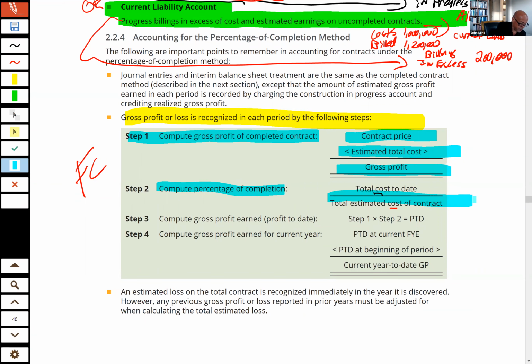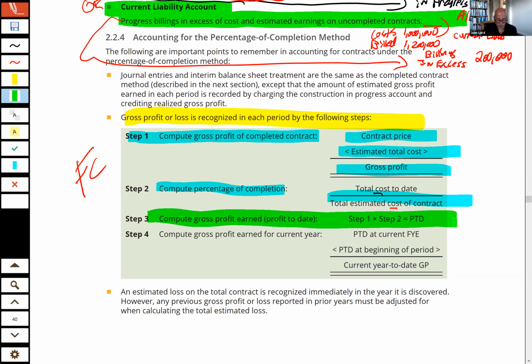We then have to figure out what has been the total profit earned to date, which they're abbreviating PDT here. And that's simply taking the total profit that we are estimating on this contract times the percent done we are that we calculated in step 2. And then to figure out the profit for the current year, we simply do what? Take the total profit to date that we got from step 3 and subtract the profit to date that had been recognized at the beginning of the period. That remainder is attributed to the current period.